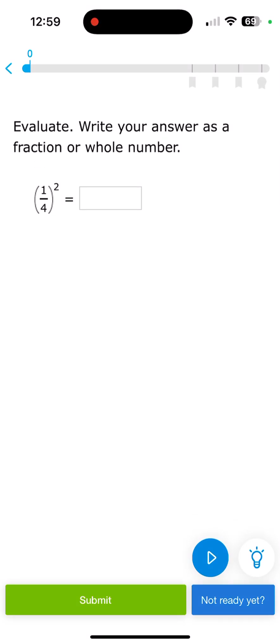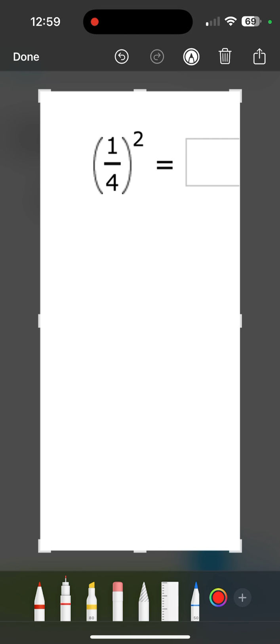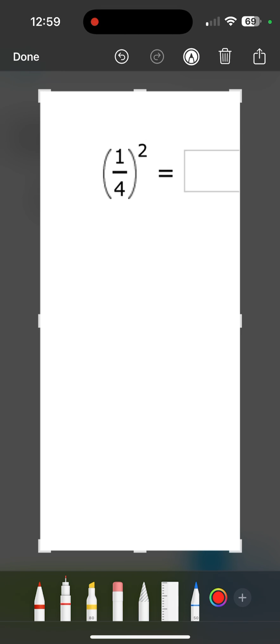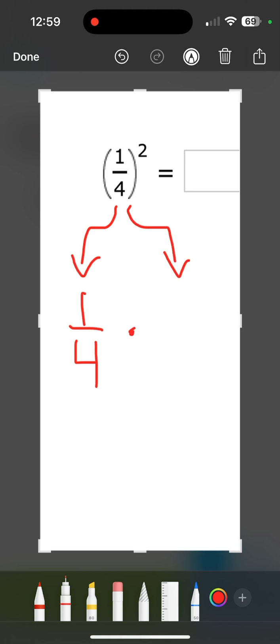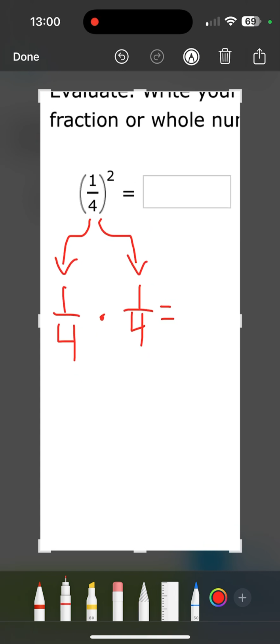Okay, so this is nothing different than what we have before. So simply 1/4 times 1/4. Okay, so with fractions, you simply multiply across.